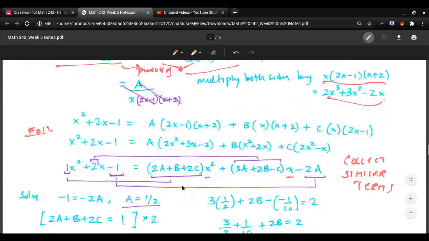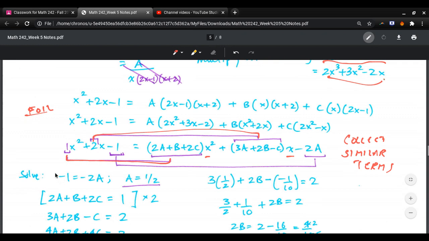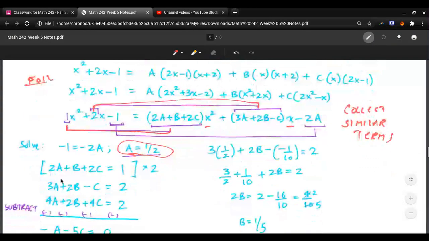Now, if these are equal, it means that the coefficients have to be the same, which means that 2A plus B plus 2C should equal 1. Similarly, 3A minus 2B minus C needs to equal 2, and the constant, negative 2A, needs to equal negative 1. So let's start with the simplest. Negative 1 equals negative 2A, so I get A is 1/2. Then I have these two other equations. This is solving equations in 3 variables, which again you did in 103. So I'm going to solve this by elimination.